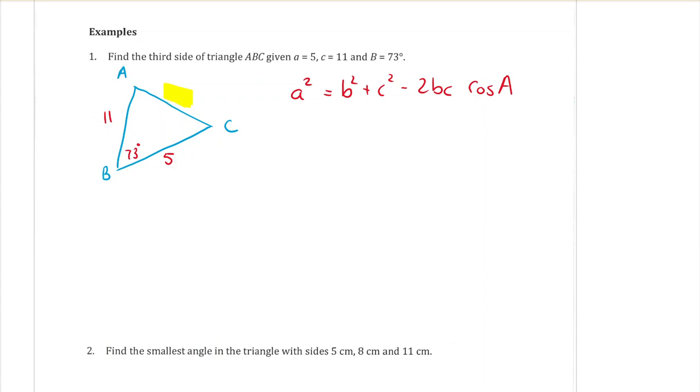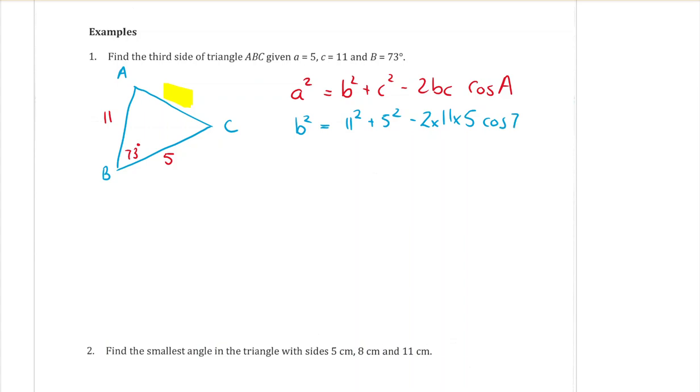It is going to be little b that I'm actually finding, but it's going to be 11 squared plus 5 squared. They're the two sides that I've got. And then it's going to be minus 2 times those same two sides again, 11 times 5. And then it's cos of, it says A, but it really just represents the angle that is in between those two sides, which is actually that one, the 73. So I'm ignoring the labeling that was on the triangle, okay?